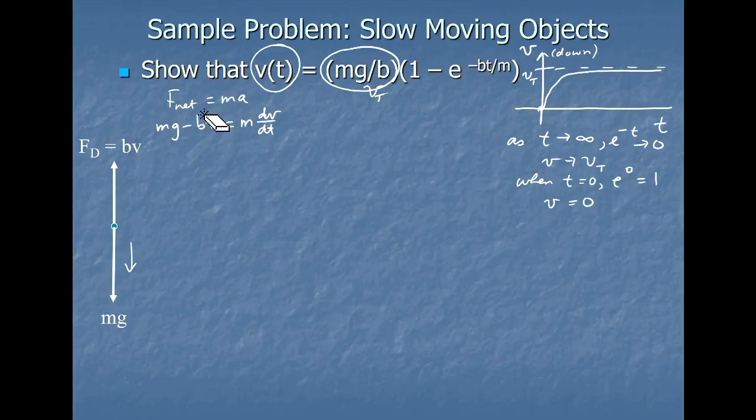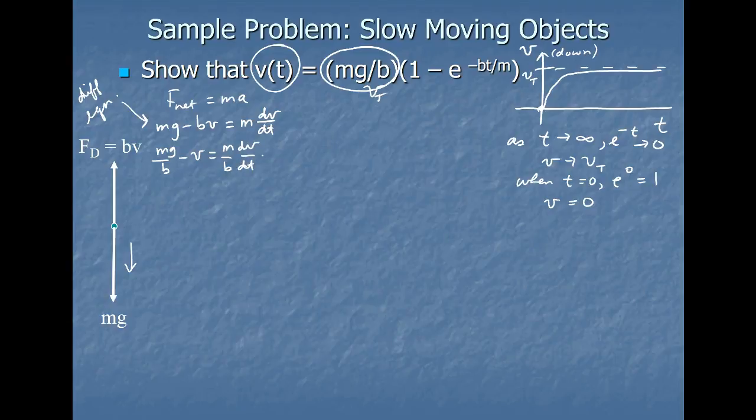This is complicated by the fact that we have the variable, but we also have its derivative. So this is what we call a differential equation. Now this is a very easy one to solve. But it turns out that there are some tricks to doing this. And the first trick is that we want to divide through by b, so that we have mg over b minus v equals m over b dv dt.